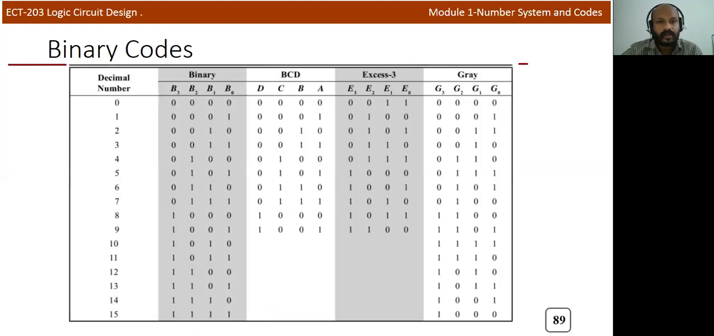First, I'll give you some idea about what I mean by this code. Here you can see the first column is decimal numbers. The decimal number 0 you can see here, or in binary, you're familiar with that. So how can we represent 0 in binary? Here 4 bits are used. And how can we represent the same 0 in BCD?